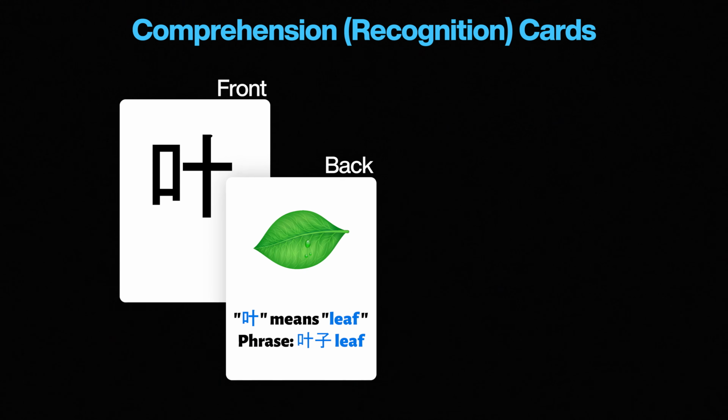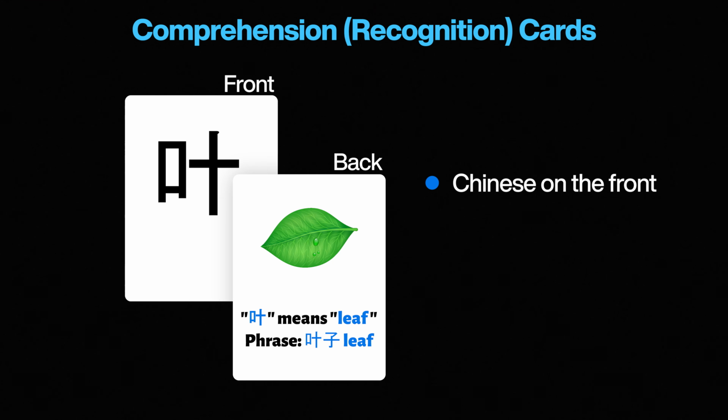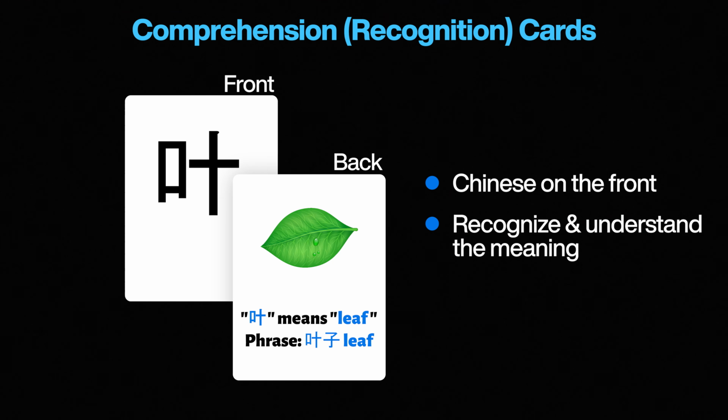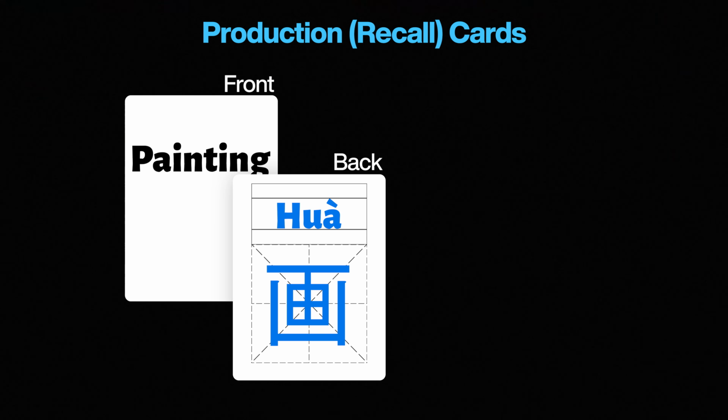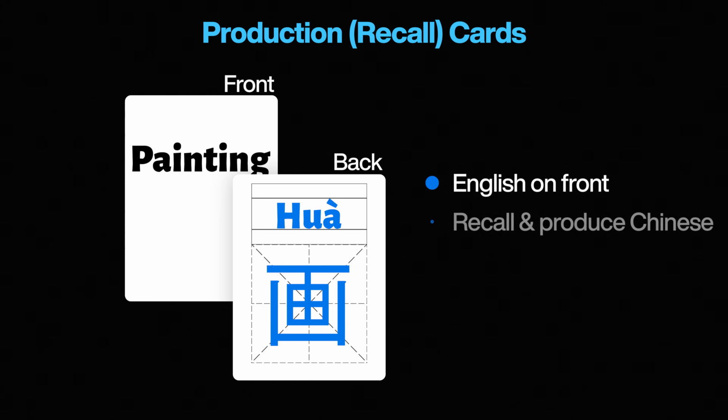So the comprehension or recognition cards have the Chinese on the front, and your goal is simply to recognize the meaning, understand what it means in English or your native language, and move on. Now, the production or recall cards are the opposite. They have the English on the front or your native language, and your goal is to produce the Chinese based on that.